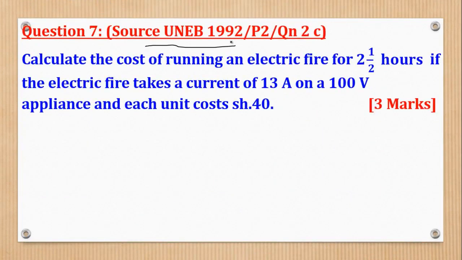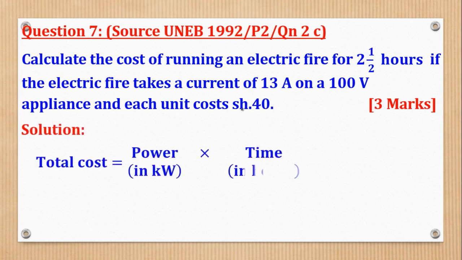Then question 7 came from UNEB 1992 paper 2 question 2C, and it says calculate the cost of running an electric fire for 2.5 hours if the electric fire takes a current of 13 ampere on a 100 volt appliance, and each unit costs shillings 40.